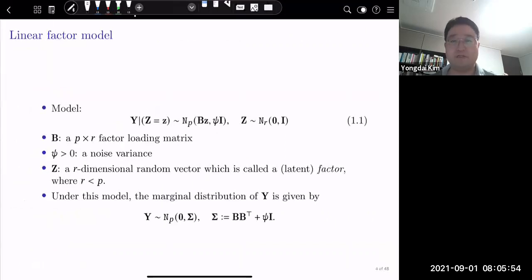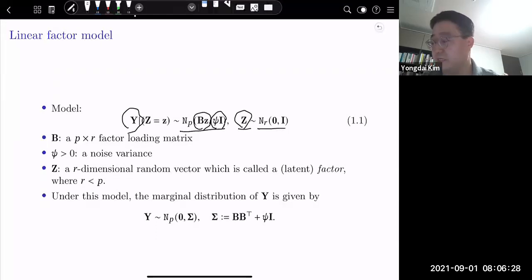Okay, let me go to the introduction. This is a linear factor model. I assume that you are familiar with these linear factor models. We have two random vectors. Y is a p-dimensional vector and z is an r-dimensional vector, and the conditional distribution of y given z is a p-dimensional Gaussian distribution. Its mean is Bz and the variance is psi I, and the marginal distribution of z is an r-dimensional normal distribution with mean 0 and variance identity matrix.